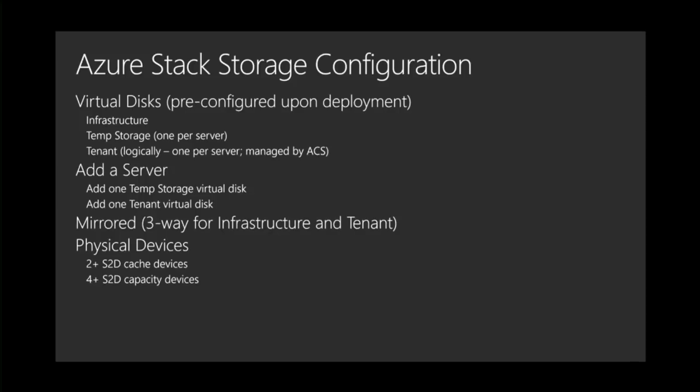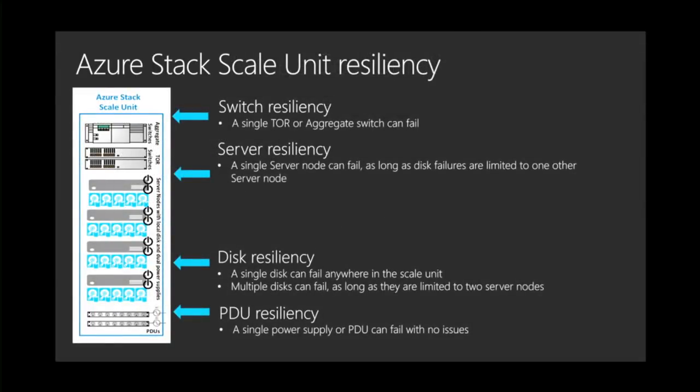The idea is that when we get to the point where we're adding the capability for add servers, so I can scale vertically, then when I add a server, I'll add a temporary virtual disk and essentially a tenant virtual disk as well. So that's how we expand capacity. And that will be done automatically for you as a customer. And as you remember, we need, like I said, 2 cache devices and a minimum of 4 capacity devices. Some of the configurations are larger.